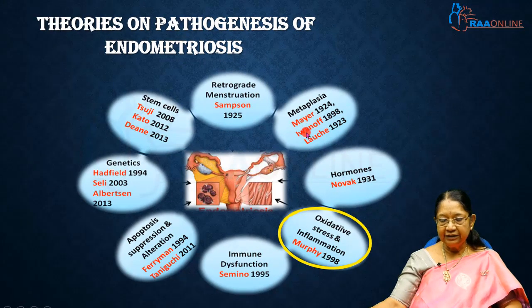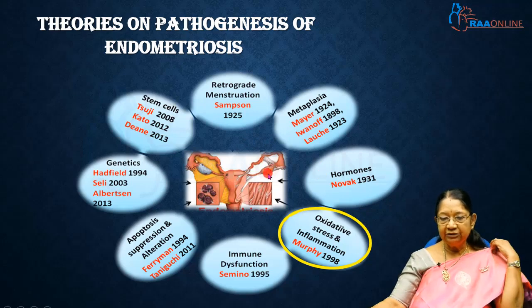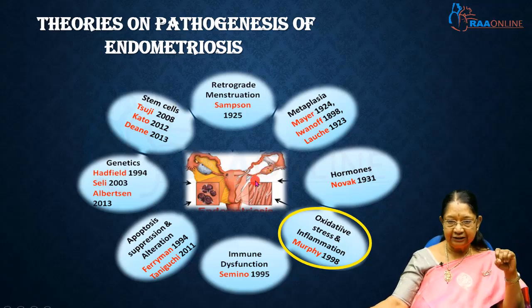The second one is the metaplastic theory, where the peritoneal epithelium is capable of undergoing metaplastic changes into the endometrium. Then Novak postulated the hormonal theory, where estrogens are responsible for the development of endometriosis, and whenever there is hyperestrogenism, you can get endometriosis. And again, in all these patients with endometriosis, there is progesterone resistance. So that will prevent the decidualization of the endometrium, and hence the endometrium does not undergo apoptosis, and there is further development of endometriotic tissue.